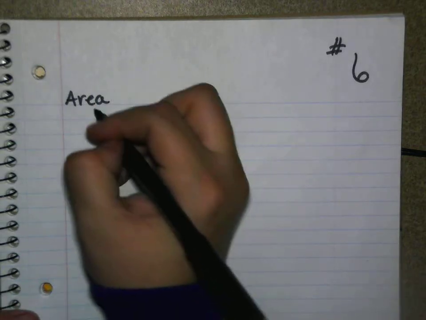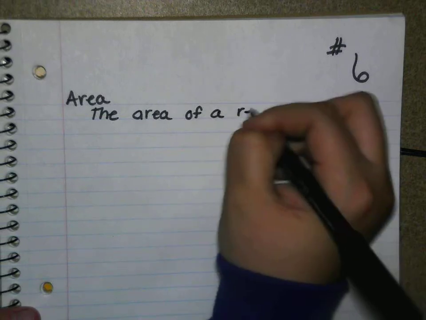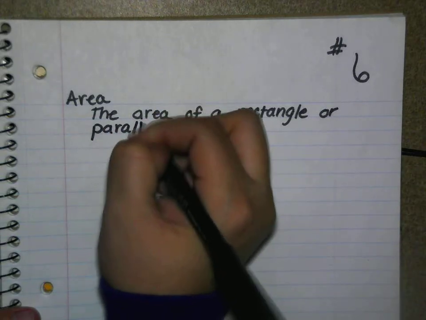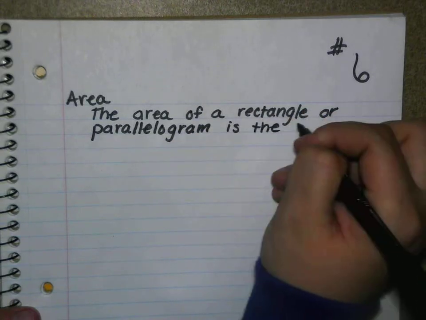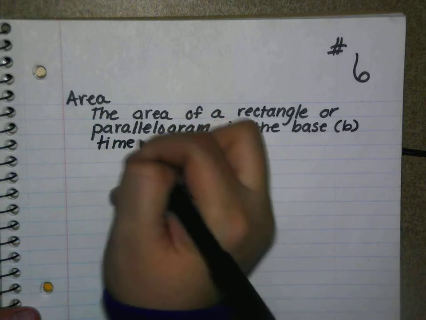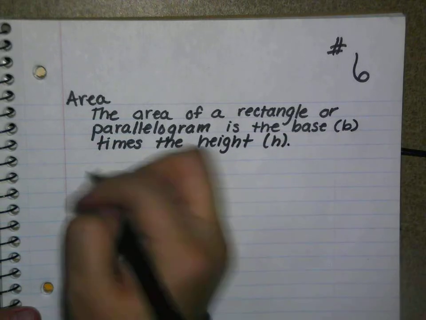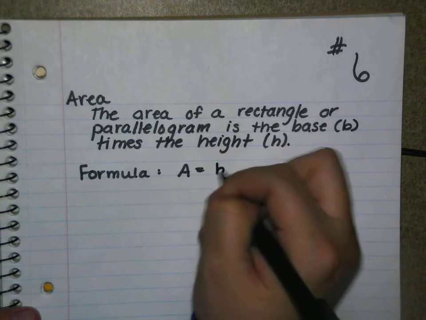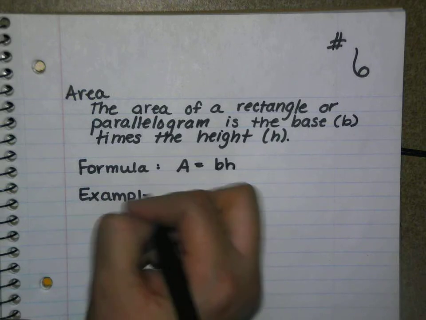So let's write that in words. In words, we say the area of a rectangle or parallelogram is the base, and we're going to call the base B, times the height, and we're going to label the height with an H. Okay, so the formula for area of a rectangle or parallelogram is just going to be area equals base times height.